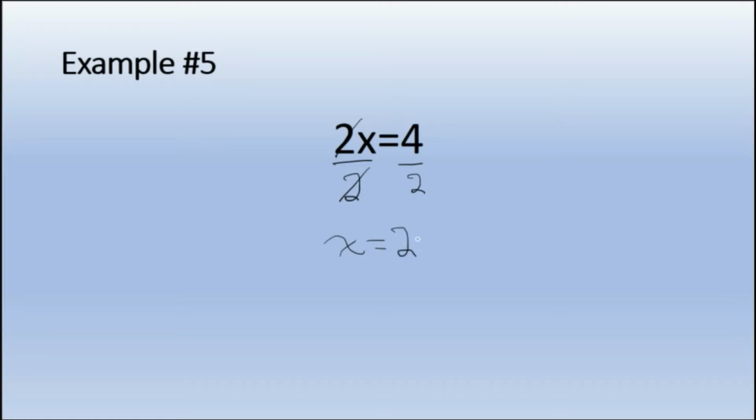Okay, so let's check our work back up here. We have a 2 times our x, which is 2, equals 4. So 2 times 2 equals 4. Checks out. We know we did our work right.